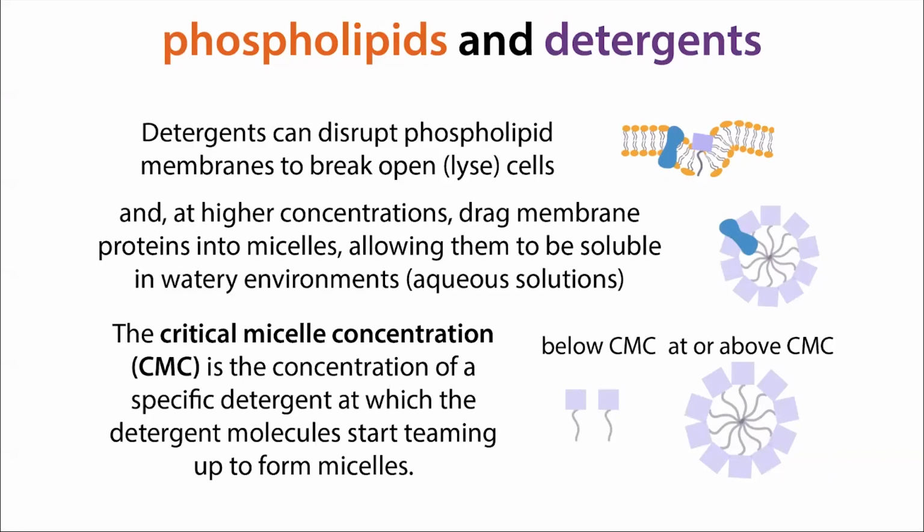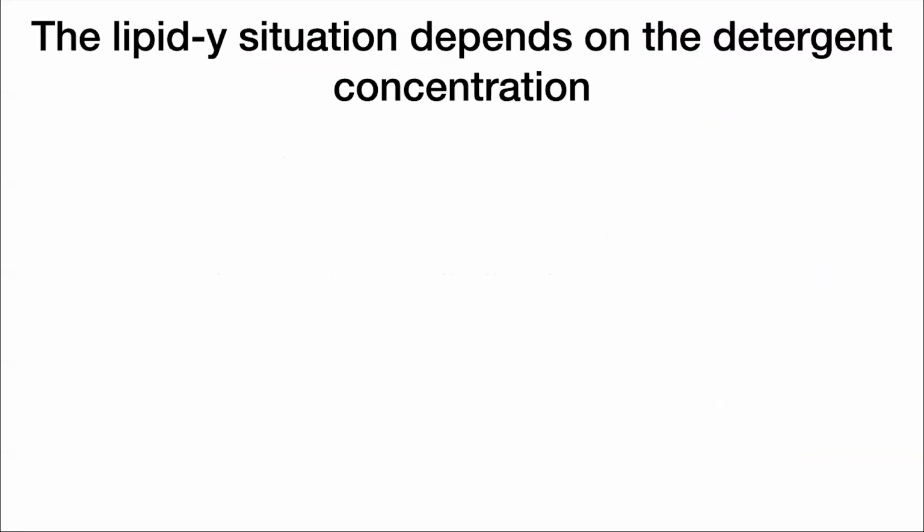But you need enough of the detergent molecules in order to form these micelles. There's a value called the critical micelle concentration, or CMC, which is the concentration of a specific detergent at which those individual detergent molecules start teaming up to form these micelles. And so the CMC is going to be one of the main properties of different detergents that you're going to be looking at when you're trying to figure out which one to use.